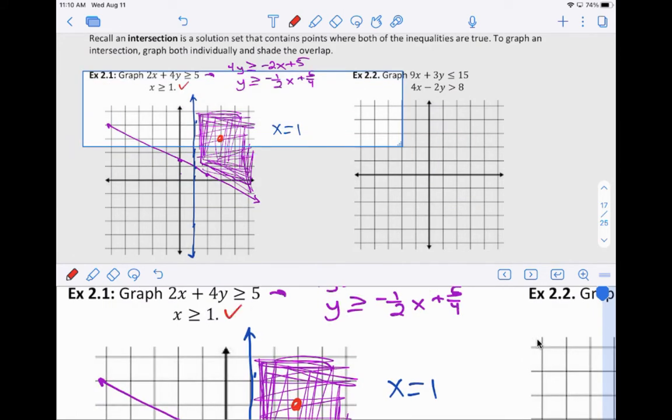Checking 3, 3 in the other one. 3 times 2 is 6. 3 times 4 is 12. 6 plus 12, pardon me, is 18, which is definitely greater than 5. So it's true for both of them. Check.